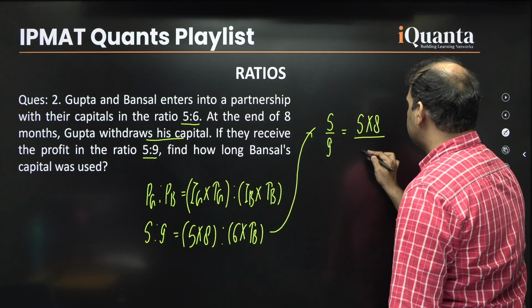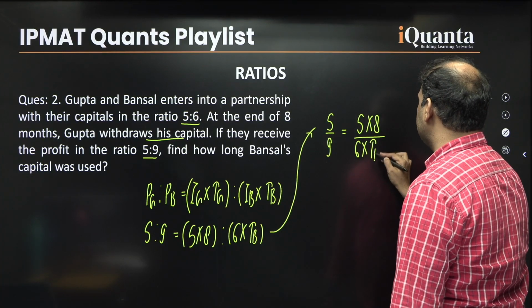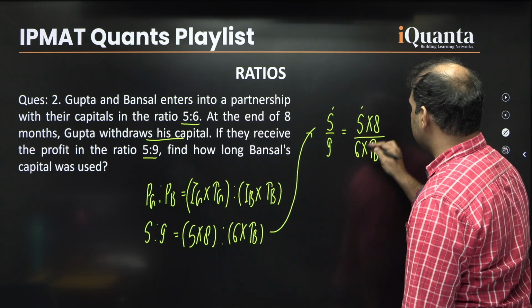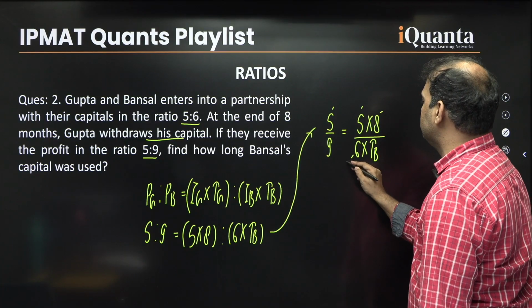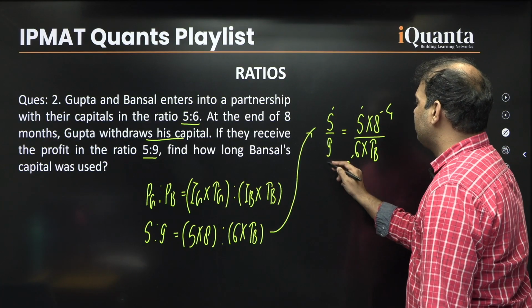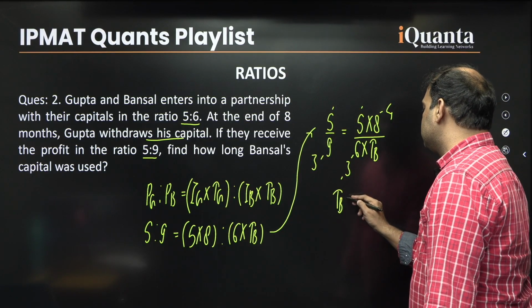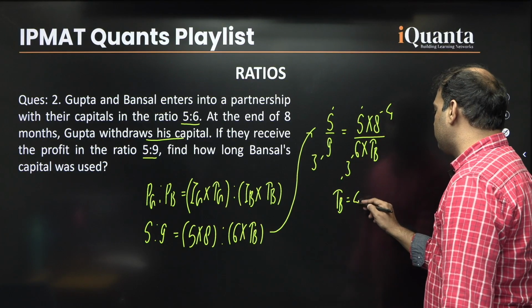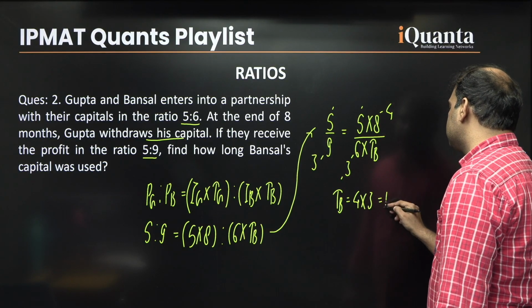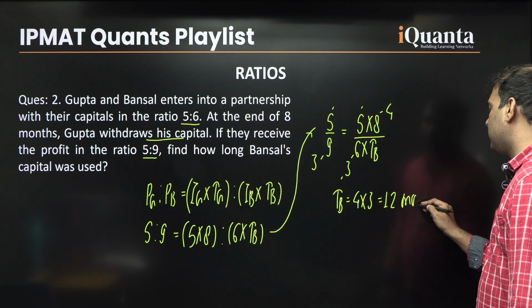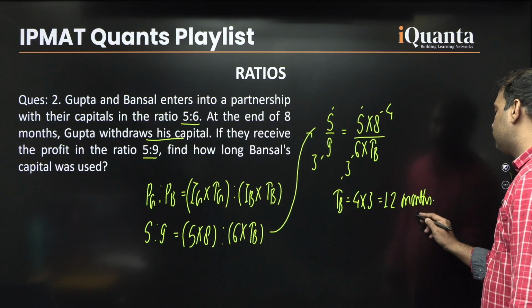5 into 8 divided by 6 into TB, alright. Then you see that 5 has got cancelled out, alright guys. Among 6 and 8, we can cancel it by 2, so this will be 3 and this will be 4. And we all know 3 3s is also 9, so TB goes over here, okay. And this 3 comes to the right hand side, so it should be 4 into 3, which we shall say as 12, alright. So simple guys, then Mr. Bansal was a part of the business for 12 months, alright.